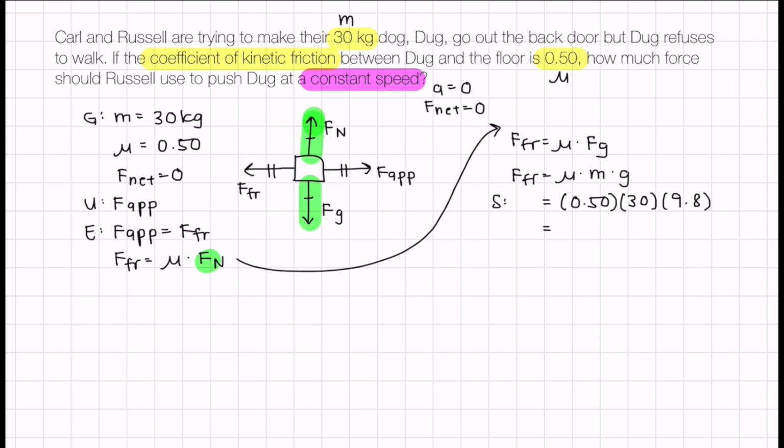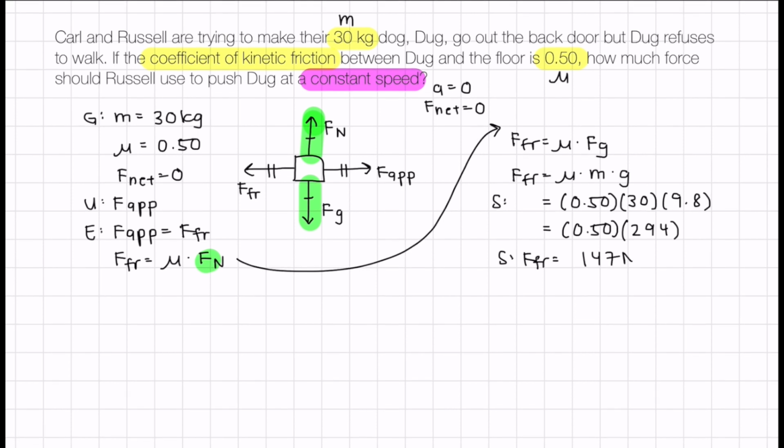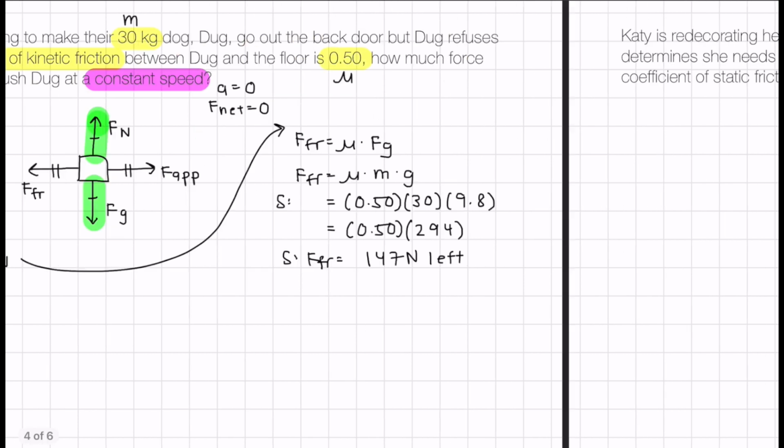So if I continue to solve this out, I'm going to get 0.50 times 294. And then the force of friction as our final solution over here is going to be 147 newtons. And just to include direction, in our diagram, it is going in the leftward direction. Perfect. Let's move on to our next problem.